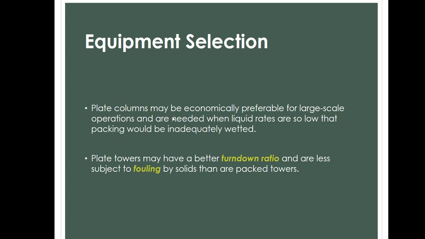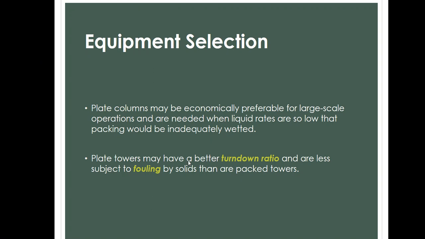Now, plate columns may be economically preferable for large-scale operations and are needed when liquid rates are so slow that packing would be inadequately wetted. So, if the velocity of the liquid in our packed column will not be sufficient to ensure that all the packings inside the column, whether random or structured packing material, are adequately wetted to ensure the formation of the interface, then the plate column is advised to be used over the packed column.